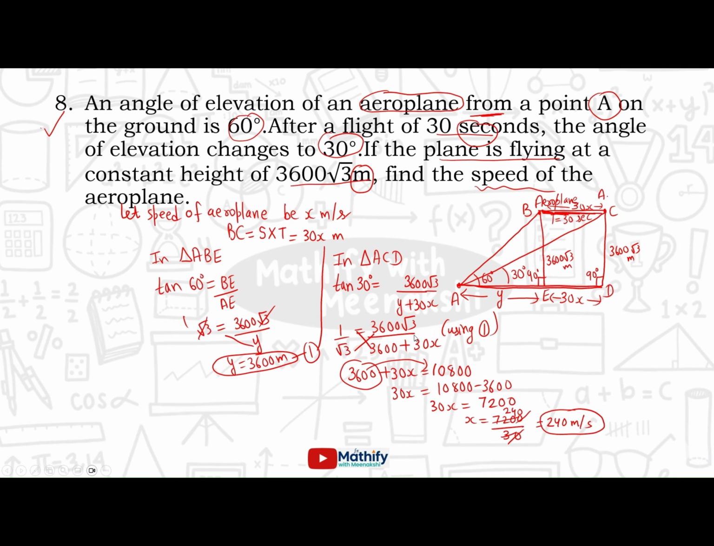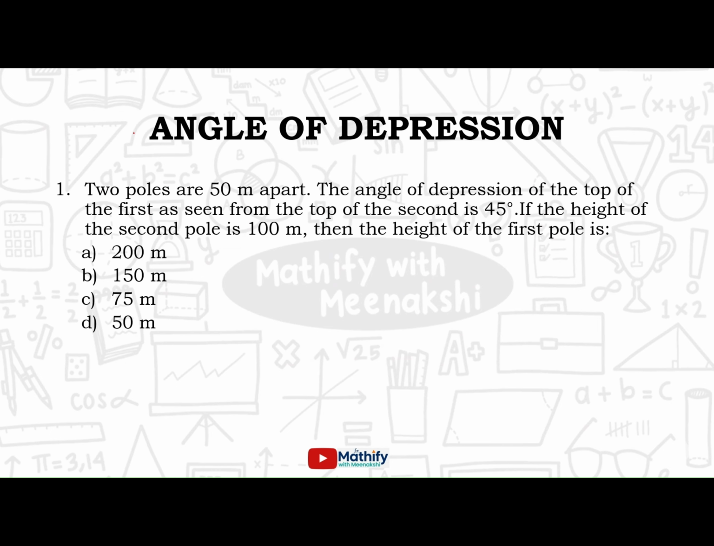Now let's move to next topic. Angle of depression. Under this topic, I have written 4 questions for you. First, it's written two poles are 50 meter apart. That means the distance between two poles is 50 meter.